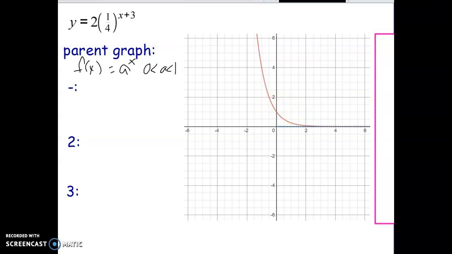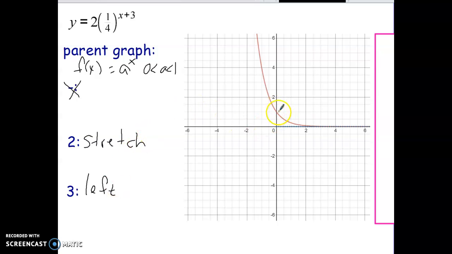So what are all the different things going to do? Well, this one does not have a negative. I don't need to worry about that. The 2 is a multiplier, so that's going to be a stretch. And the 3 is inside the function, so that is going to be a horizontal translation. I'm going to go the opposite way, I think. This one is going to move it left 3.